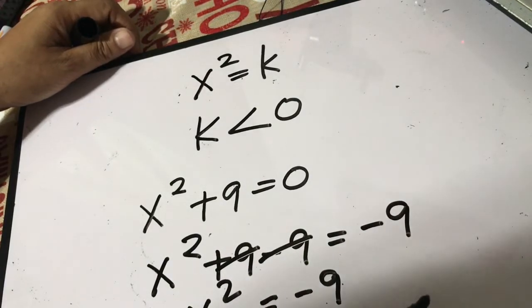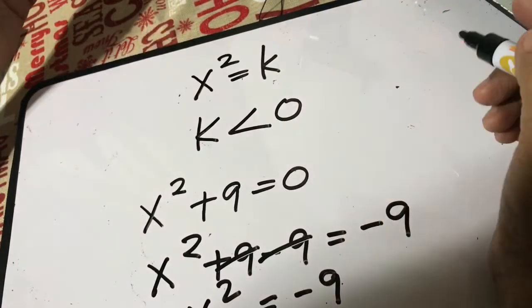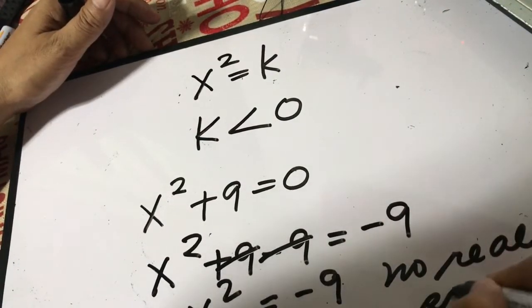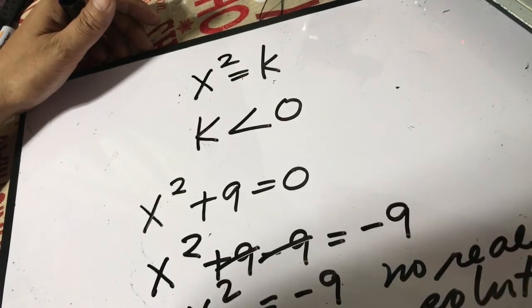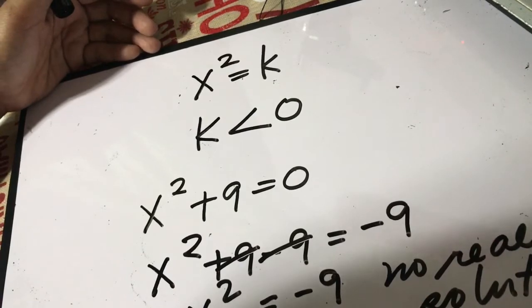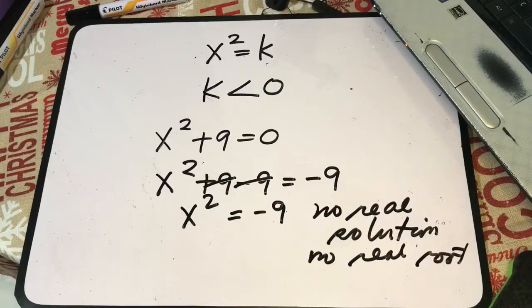Since this is negative, and negative 9 is less than 0, therefore, we have no real solution, or there is no real root. So we have no real solution or no real root.